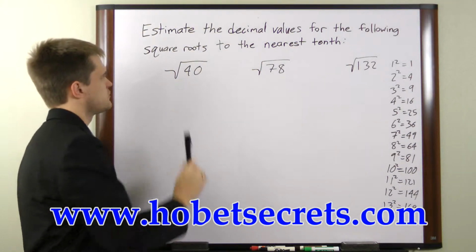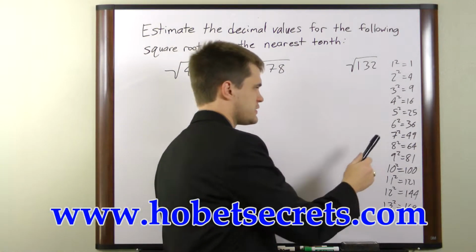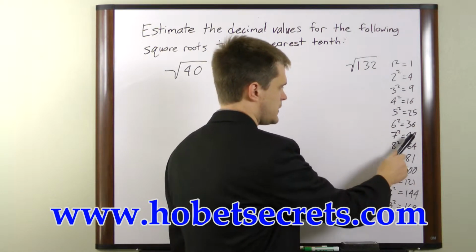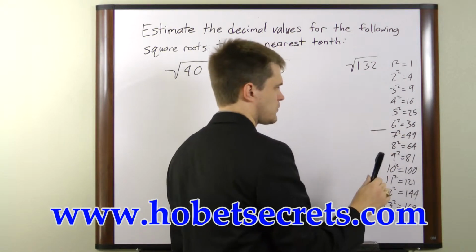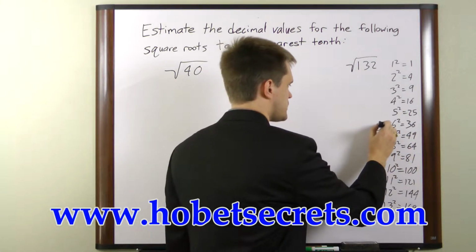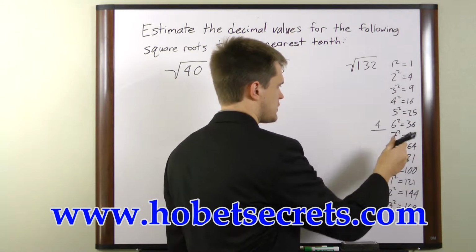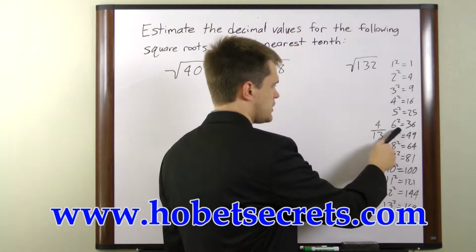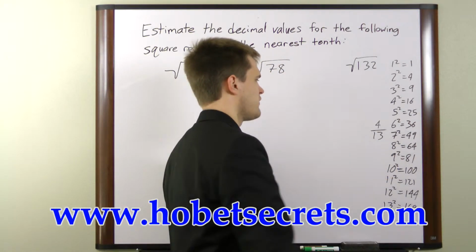So our first problem is to estimate the square root of 40. So we'll come over here and we can see that square root of 40 is going to be between 6 and 7, because 40 is between 36 and 49. So 40 is 4 more than 36, and there's a difference of 13 between 49 and 36. So 40 is about 4/13 of the way between; the square root of 40 is going to be about 4/13 of the way from 6 to 7.